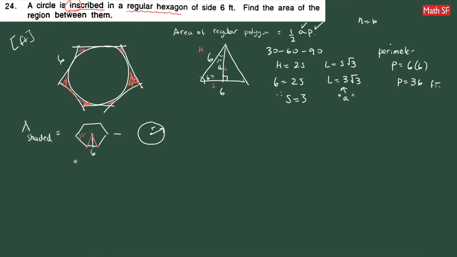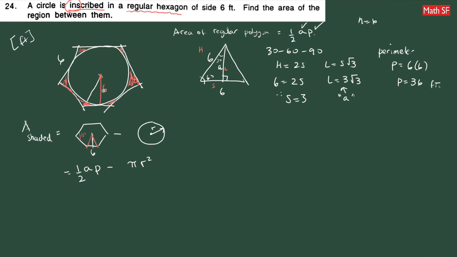Here, the area of the shaded region is 1/2 AP. You have enough information here. The area of the circle is pi r squared. Do we have r? If this is the center, from here to here is 6, and also remember, from here to here as well was 6. From the apothem, from here to here is also 6.